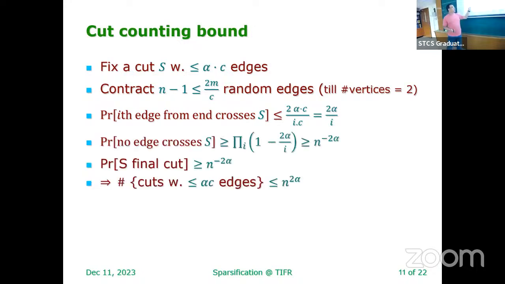You take that product of those numbers, it just turns out to be at least n to the minus 2 alpha. Does this make sense? Questions about this? It's a very nice, simple process, and it proves the cut counting bound. Let me go from this cut counting one to the proof of both Karger and Benczur-Karger, and that should be fun.